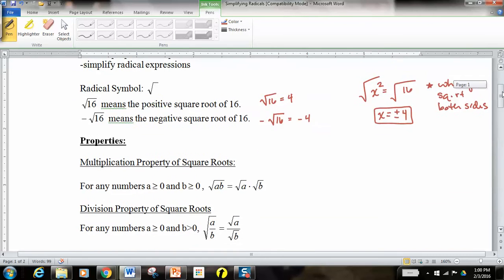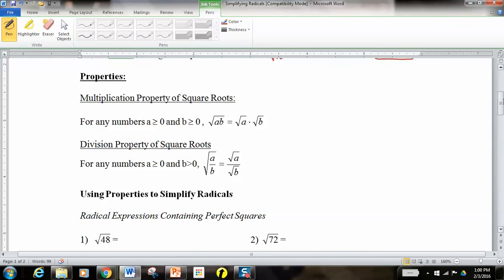Properties. So there's a multiplication property of square roots that says this. For any numbers where a is greater than or equal to 0 and b is greater than or equal to 0, then the square root of a times b can be broken up into the square root of a times the square root of b. So, for example, the square root of 12 can be broken up into the square root of 4 times the square root of 3, since 4 and 3 are both factors of 12.